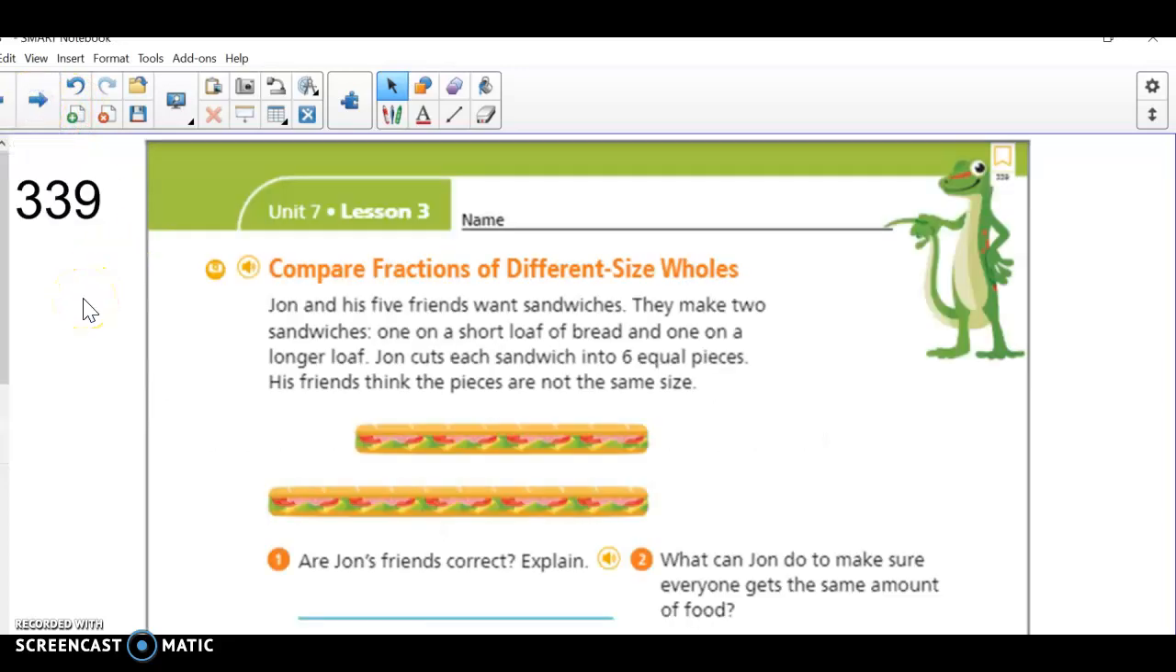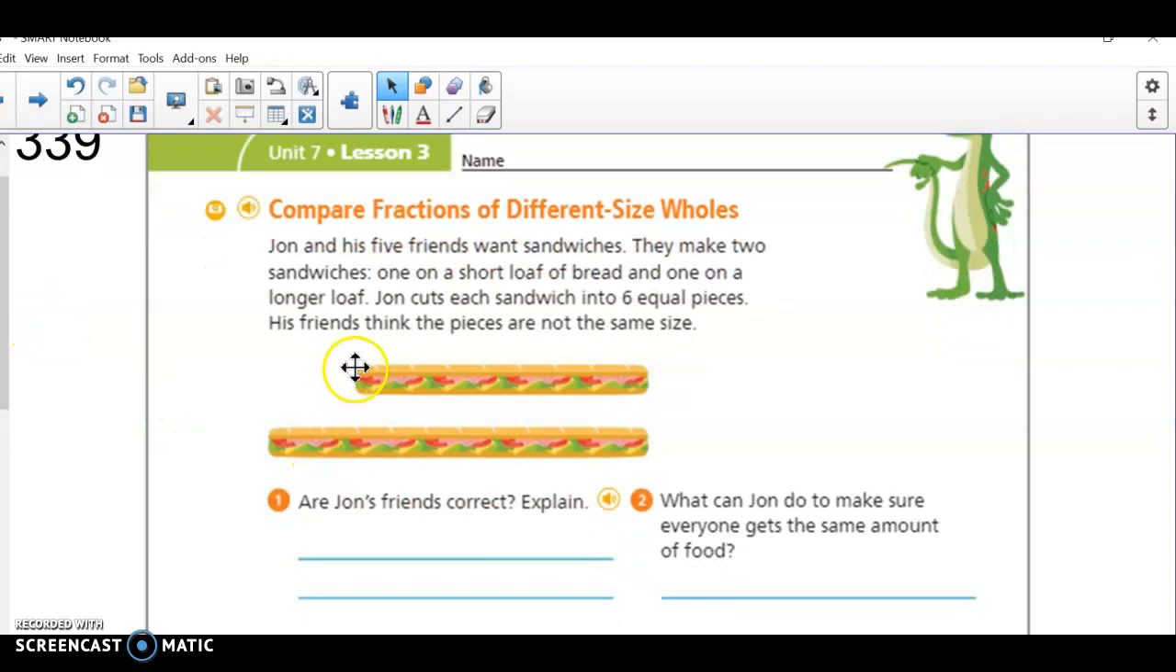All right, on page 339, I want to focus on the top half right away. It says John and his 5 friends want sandwiches. They make 2 sandwiches, one on a short loaf of bread and one on a longer loaf. John cuts each sandwich into 6 equal pieces. His friends think the pieces are not the same size.